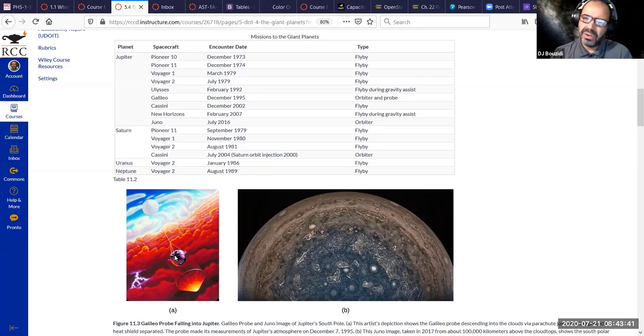We don't have a lander specifically on any of these big giants, but we had a lander on one of the moons, the only object we landed on outside of the inner planets, which is Titan, the moon of Saturn. If you saw a sci-fi movie that came a few years back called Interstellar, that's the moon where they go and put a human settlement.